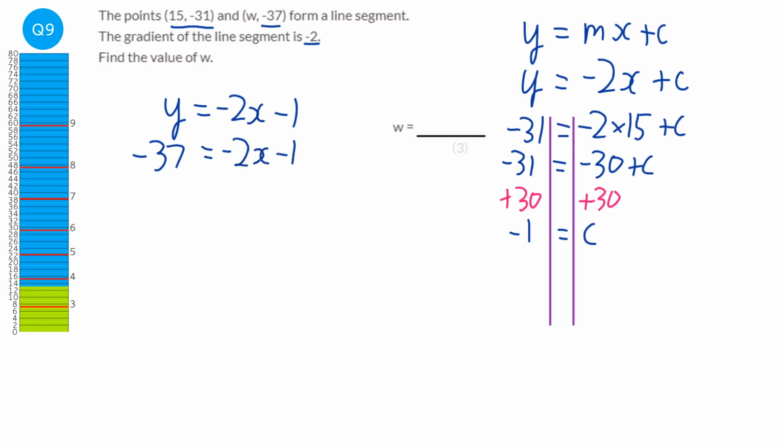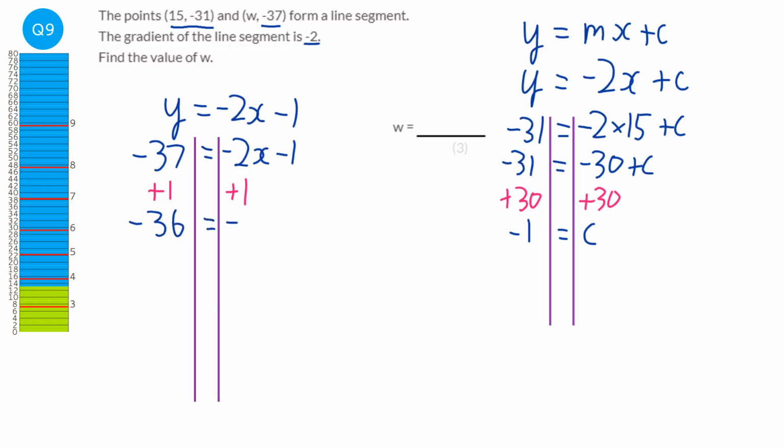So let's get our solving lines in. Okay, so the first thing I'm going to do is add 1 to both sides. And so it would be -36 equals -2x. I'm going to now divide everything by -2.